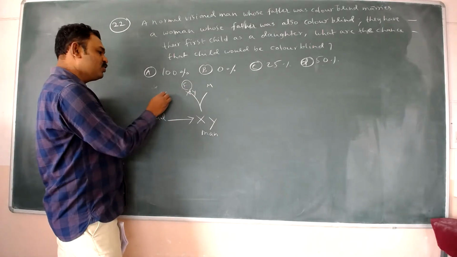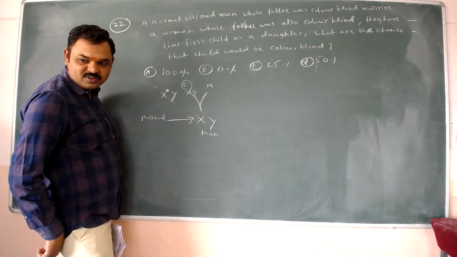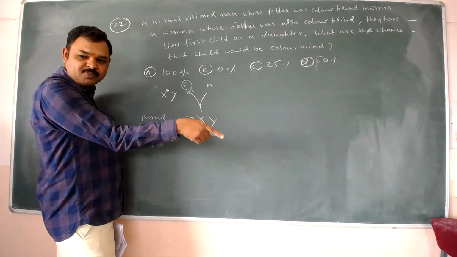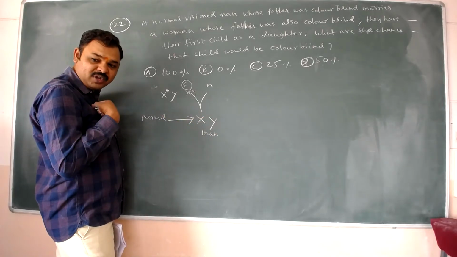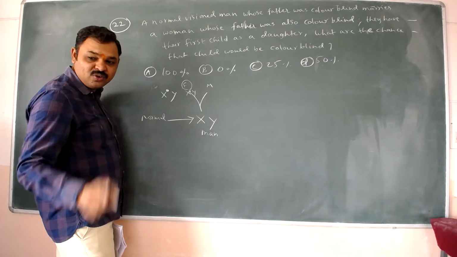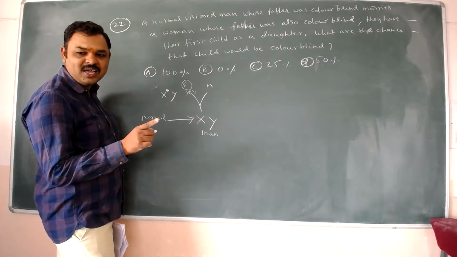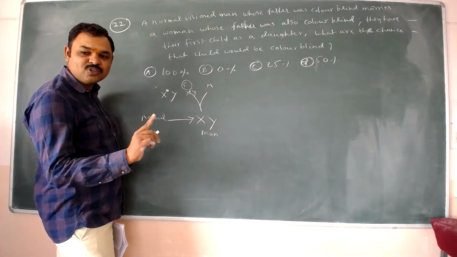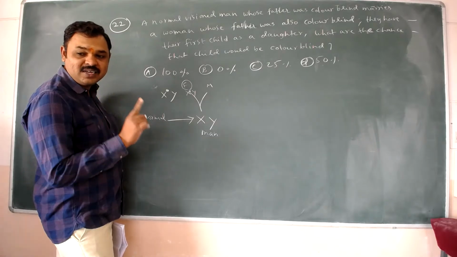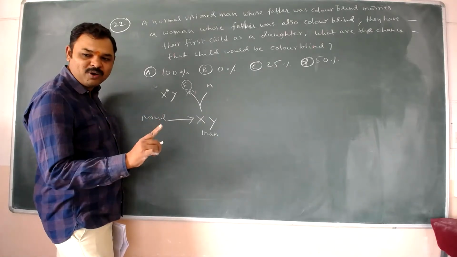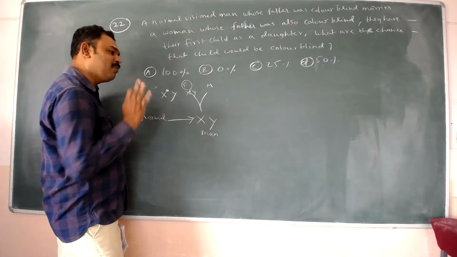How normal? This color blindness is X-linked, the defective gene is present on the X chromosome. So whom is the X chromosome passed to? To the daughter, not the son. If the father has color blindness, the son is not colorblind. Color blindness is X-linked, so the X chromosome is inherited by daughters, not sons. So if the father is affected, there is no problem for the son. So this man is normal only.